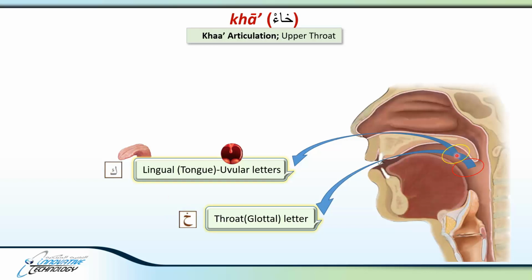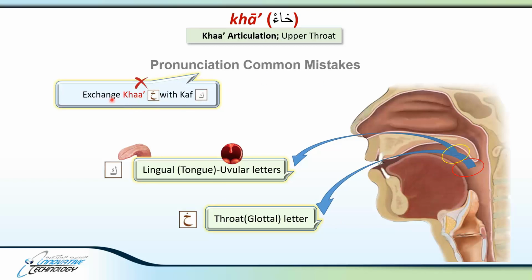And because they are close to each other, people tend to make mistakes when they don't pronounce the kha correctly. So they tend to replace the kha with a kaf, exchanging the kha with a kaf. An example is Khalid. Khalid means eternal. And if you replace the kha with a kaf, you might mistakenly pronounce it as Khalid. But Khalid with a K is wrong.